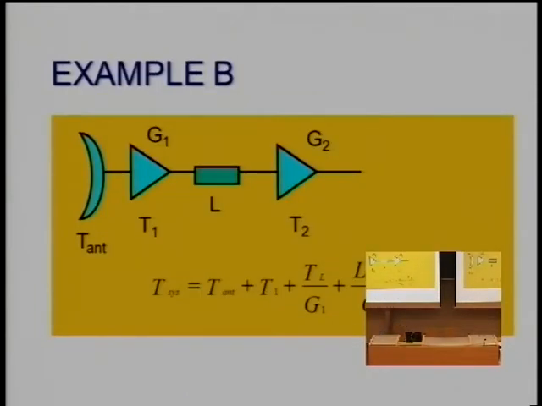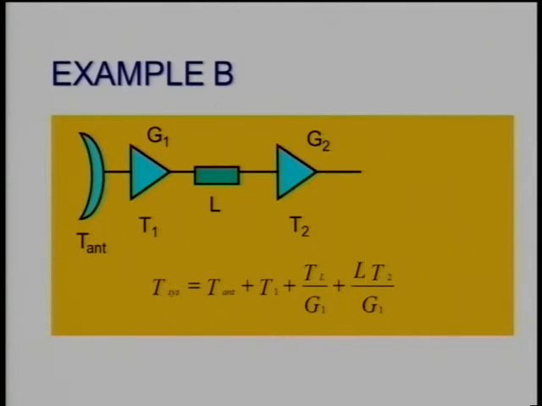Second example, I have now put this lossy line in between the first amplifier and the second one. Basically, the message is bring your preamplifier immediately to the feed point of your antenna. Avoid losses in between. Not always possible, but that's the design goal.